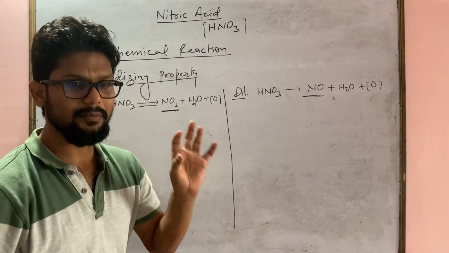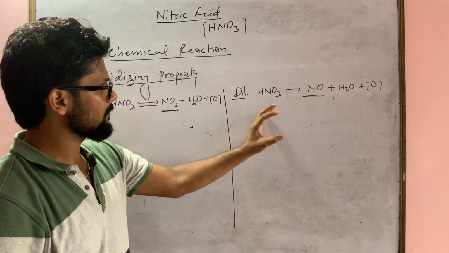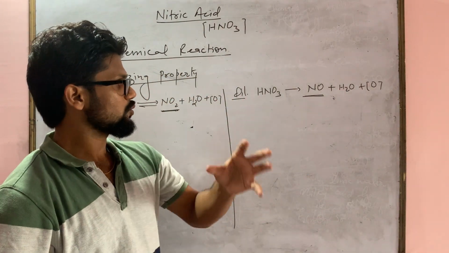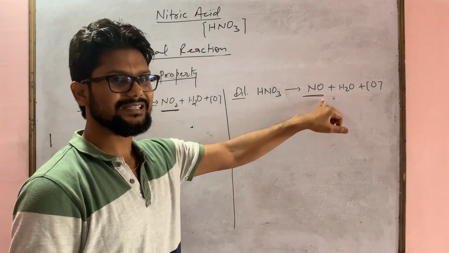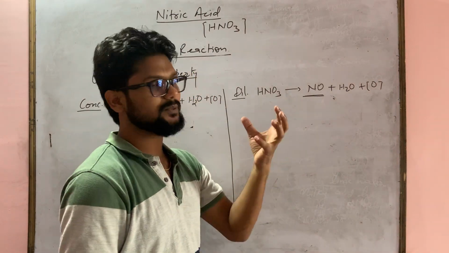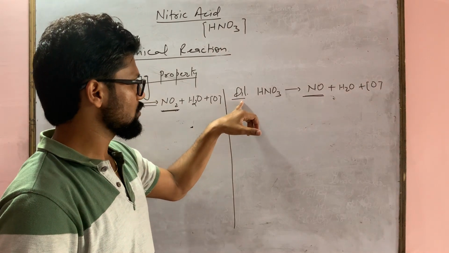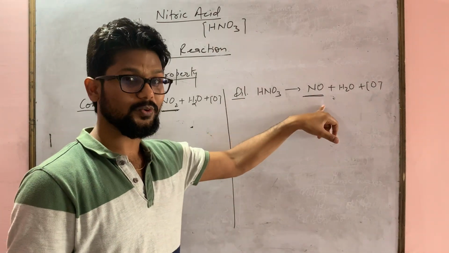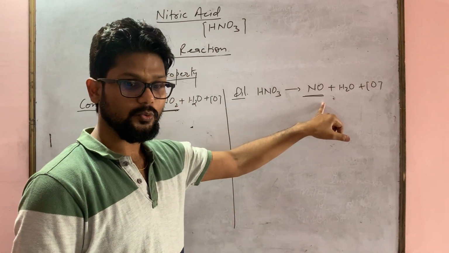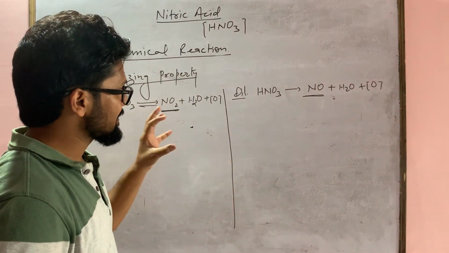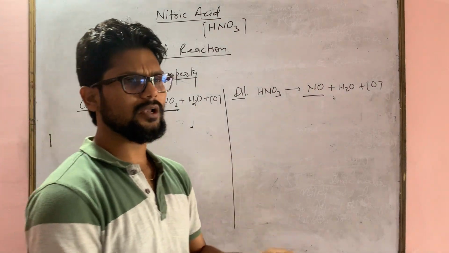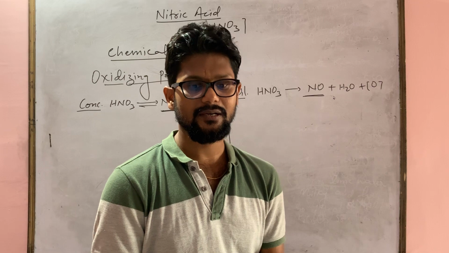So how will you remember? Very simple. If you remember one, the other automatically follows. I'm giving you a key so that you can remember it for a long time: whenever we talk about dil, we have to say no. Then you will achieve the goal. Dil, no. Now we'll take examples and understand how nitric acid oxidizes metals, non-metals, or inorganic compounds.